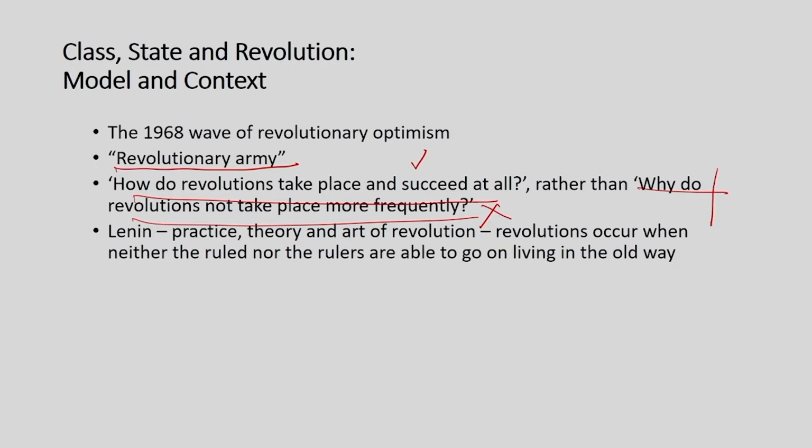Lenin, who was well versed in the practice, theory and art of revolution, reminded us that there are two sides to the equation in his remark that revolutions occur when neither the ruled nor the rulers are able to go on living in the old way. That is true, but it needs further specification.